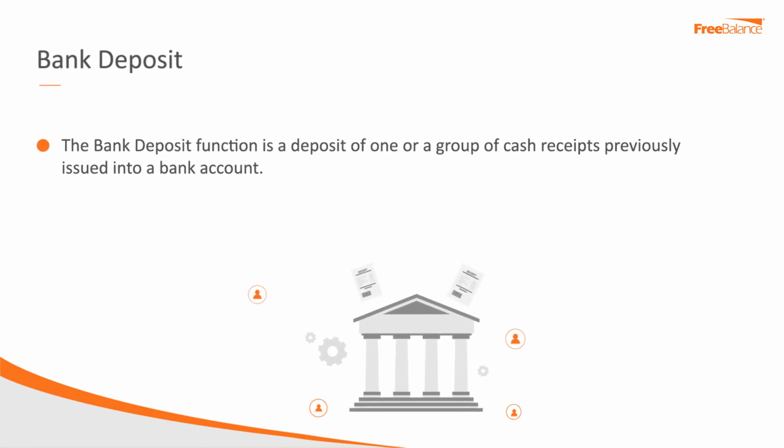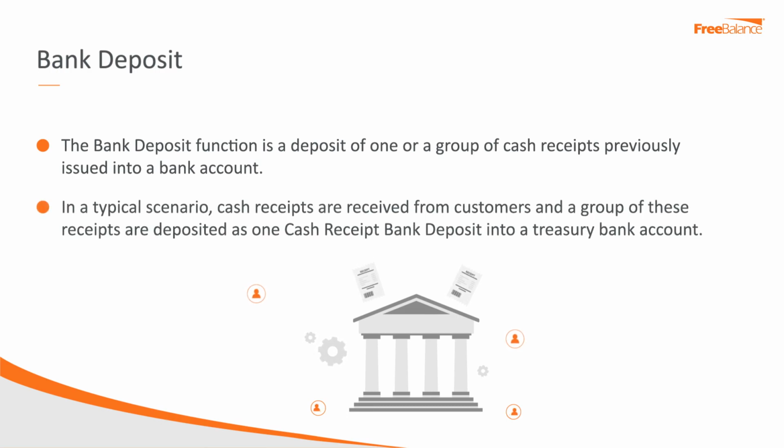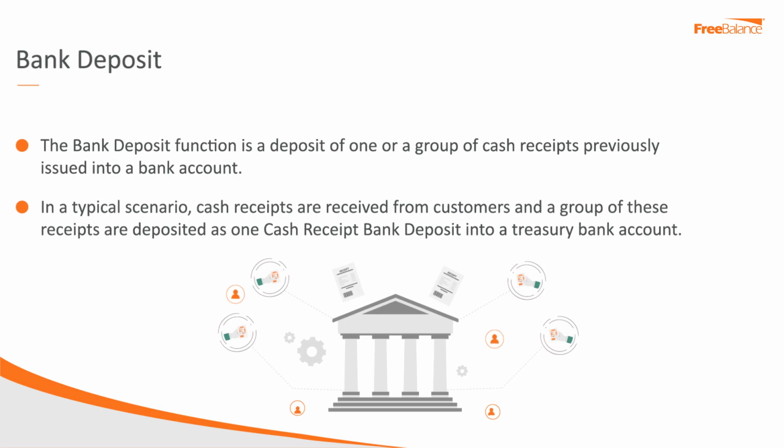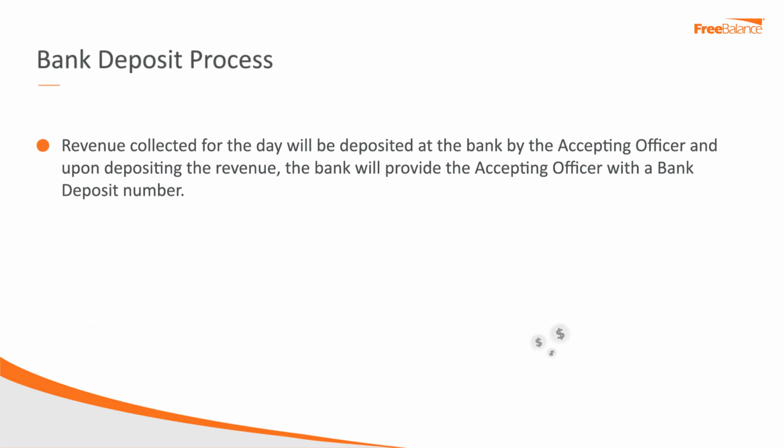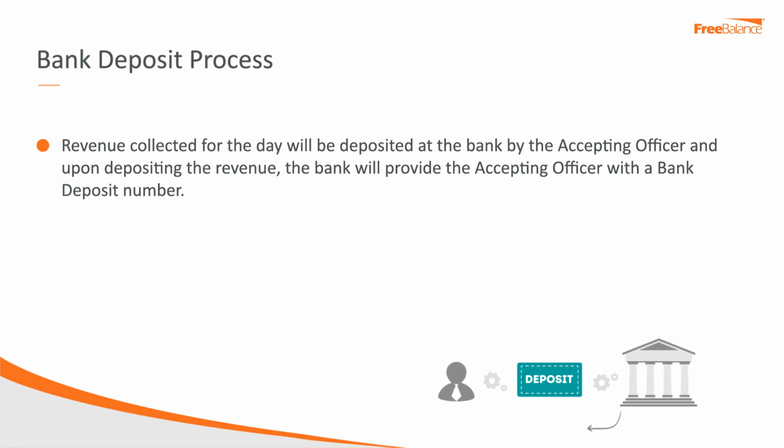The bank deposit function is a deposit of one, or a group of cash receipts previously issued into a bank account. In a typical scenario, cash receipts are received from customers, and a group of these receipts are deposited as one cash receipt bank deposit into a treasury bank account. Revenue collected for the day will be deposited at the bank by the accepting officer, and upon depositing the revenue, the bank will provide the accepting officer with a bank deposit number.